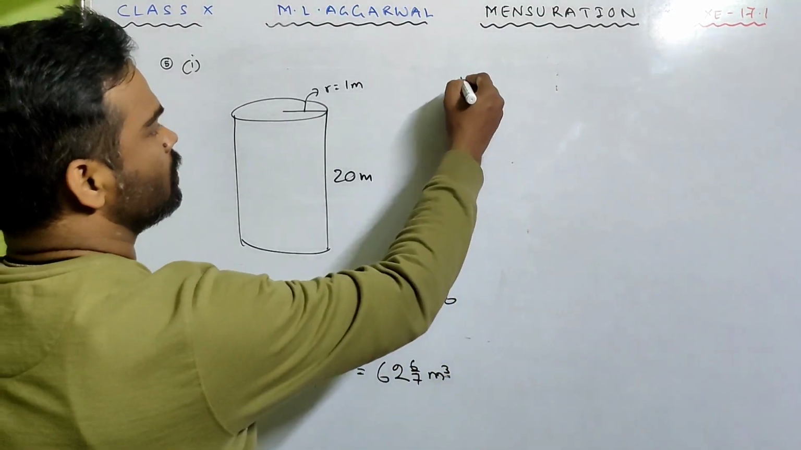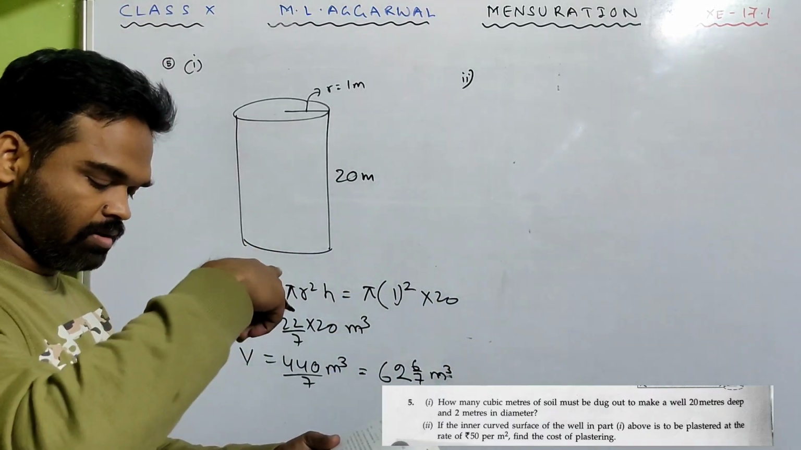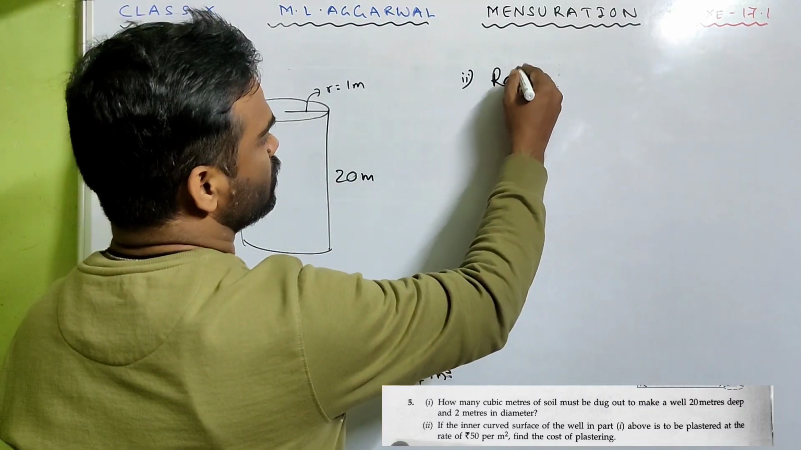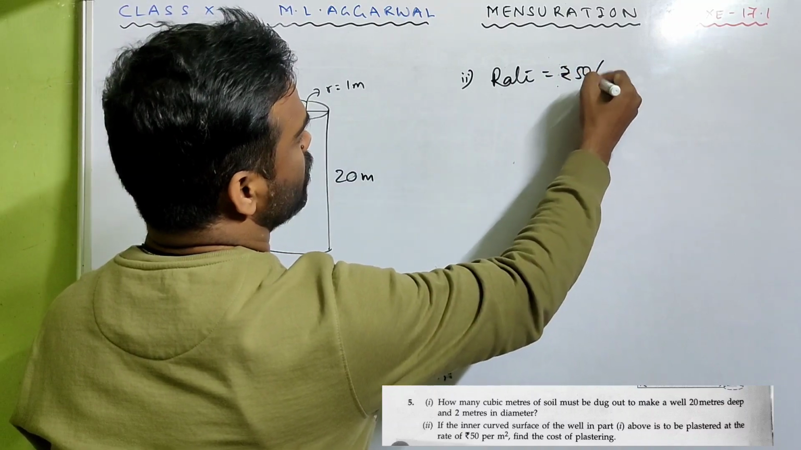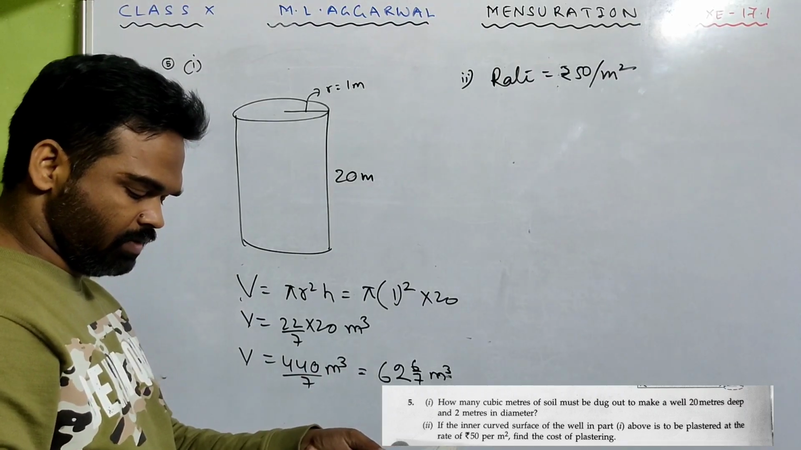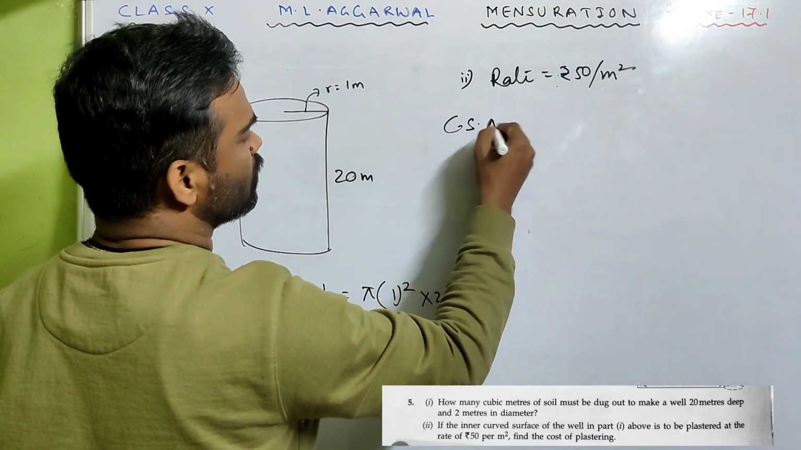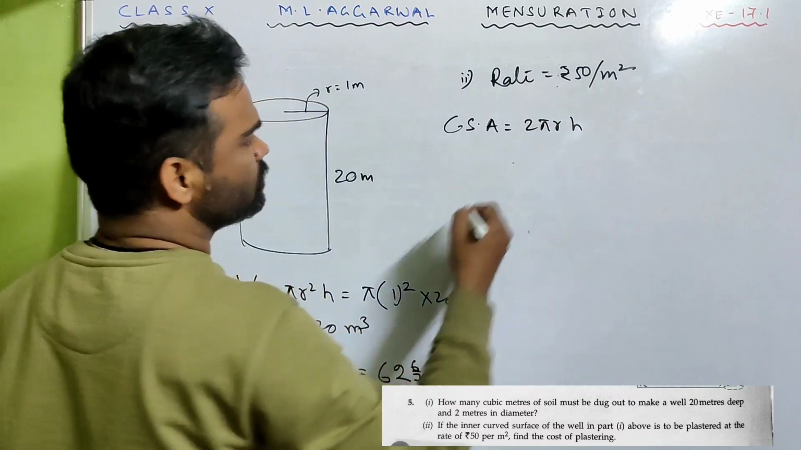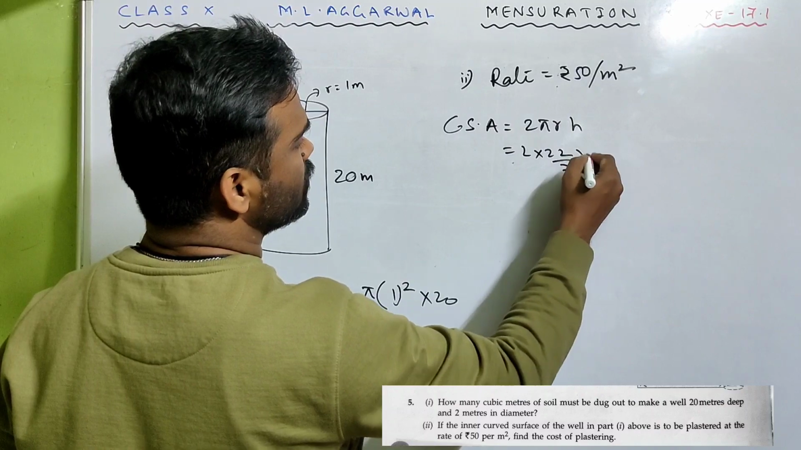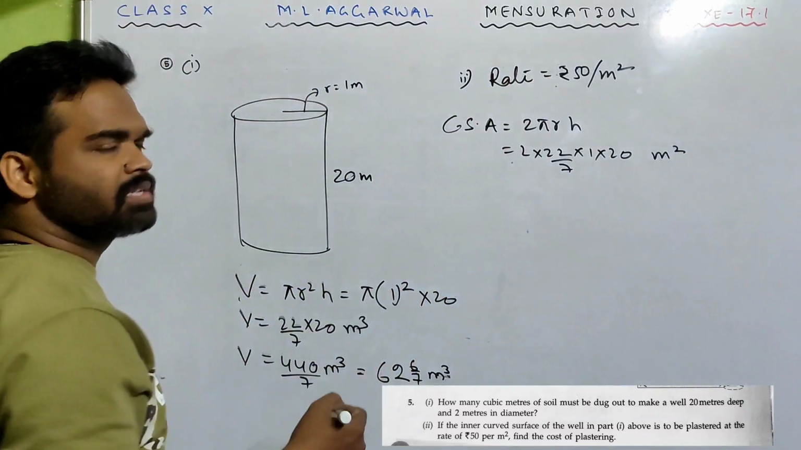Now, there's one more part. Number 2. If the inner curved surface of the well in part 1 above is to be plastered at the rate of rupees 50 per meter square, the rate of plastering is rupees 50 per meter square. Find the cost of plastering. See, if the inner curved surface of the wall, inner curved surface, first of all, curved surface area is what? 2 pi RH. So the inner curved surface area will be 2 into 22 by 7 into 1 into 20. This much meter square.